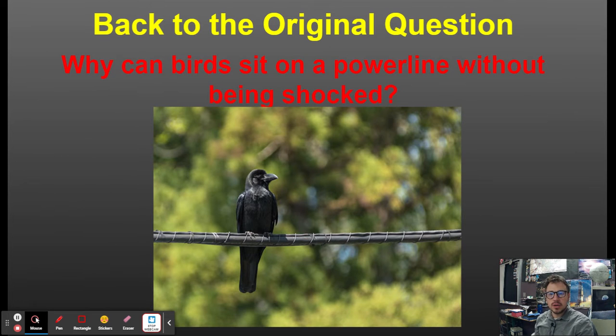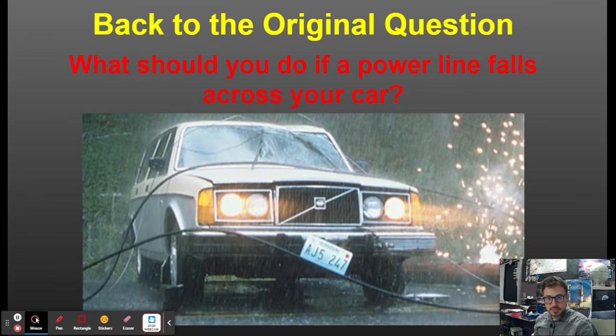Which brings us to another question. Why can birds sit on a power line without being shocked? Well, you can be at a high electric potential and that's perfectly fine. As long as you are not the path from high to low potential, you're going to be fine. So that's what birds do. They sit on the high power lines, they're at a high energy, but they're never connecting to another lower potential that would shock them.